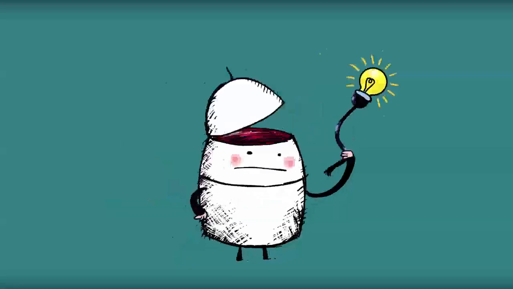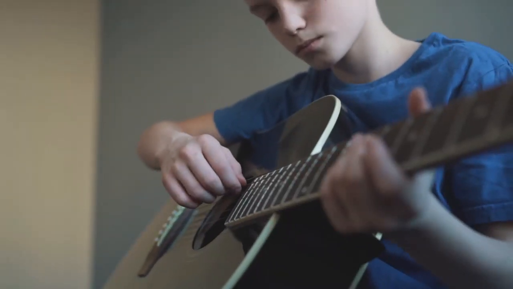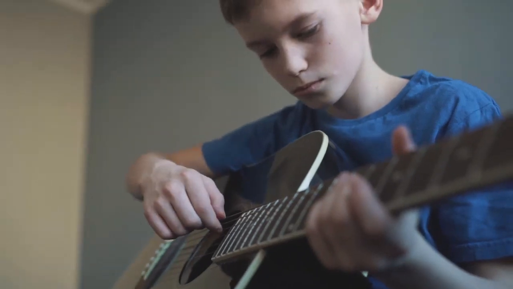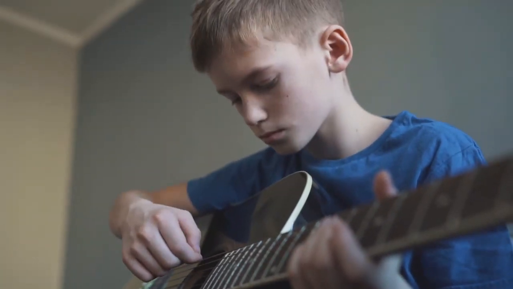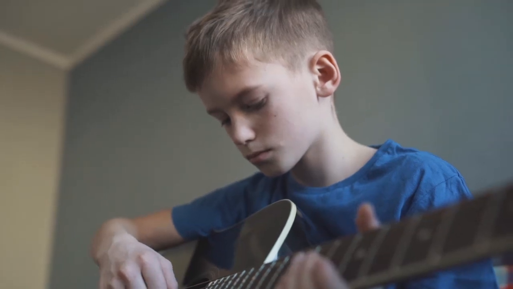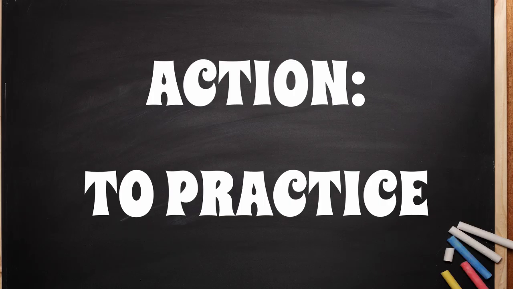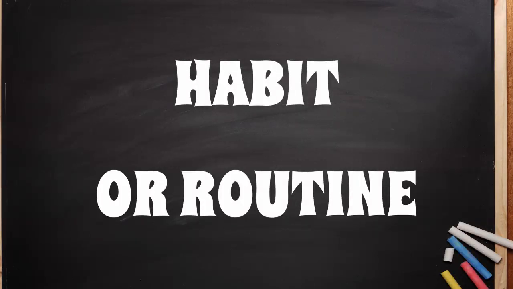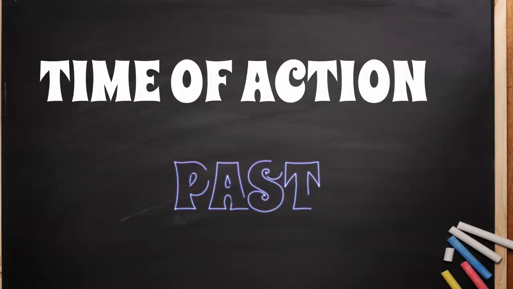Let's see. Okay, let's say Joey can play the guitar. But to get any good at it, he must practice. He needs to practice a lot. So now we know what the action Joey does to play the guitar well. He practices. This is a habit or a routine Joey does. But in this case, the action has already happened. So we need to change the verb into the past.